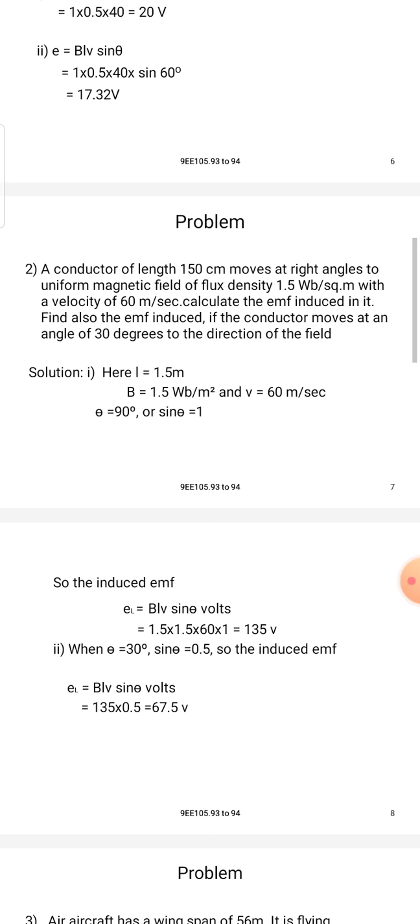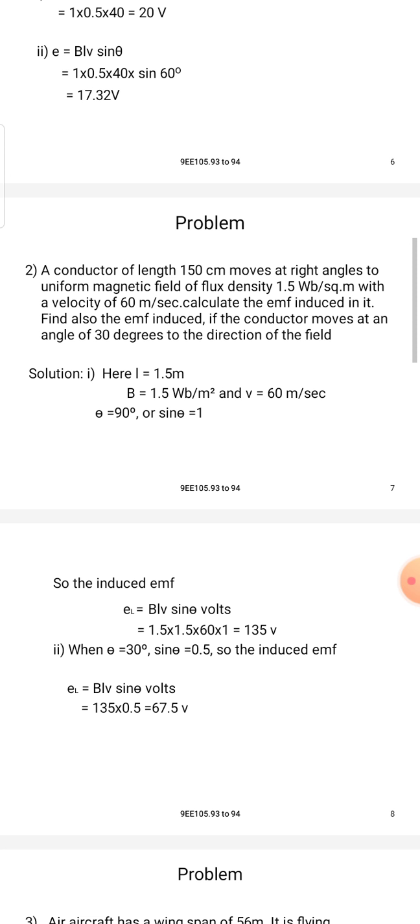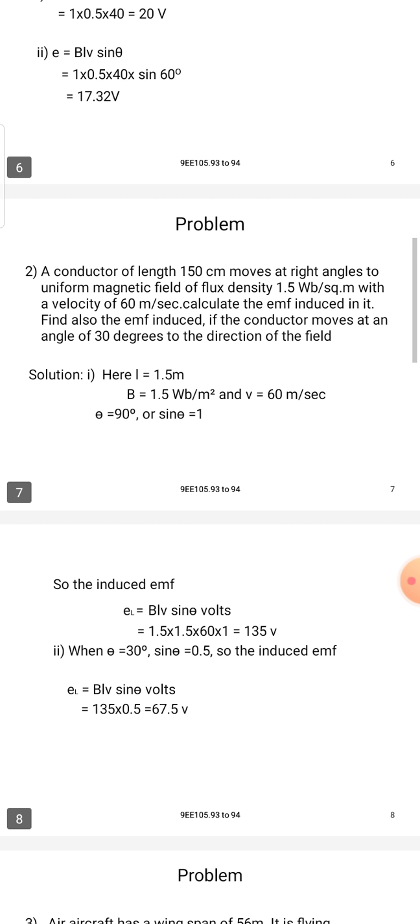The length of the conductor is represented by L, and L is equal to 150 centimeters. We convert the 150 centimeters to meters by multiplying by 10 power minus 2. So 150 into 10 power minus 2 gives 1.5 meters, which is the length of the conductor.